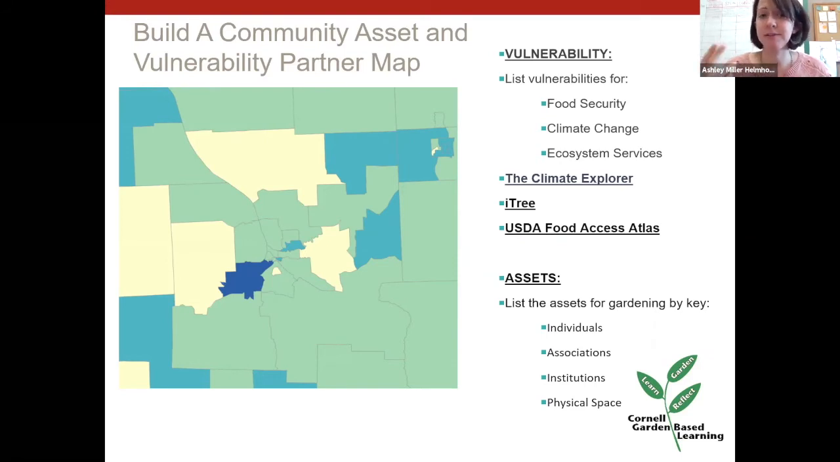Other tools I would suggest using are for other goal areas like food security and ecosystem services. iTree has some amazing capabilities for telling where there's a lot of tree canopy versus not a lot of tree canopy in relationship to income levels in those neighborhoods. There's also a USDA food access atlas that can tell you where there's access to grocery stores and that kind of thing. So if you're looking at those other factors, you might want to look at different mapping tools for assessing this.